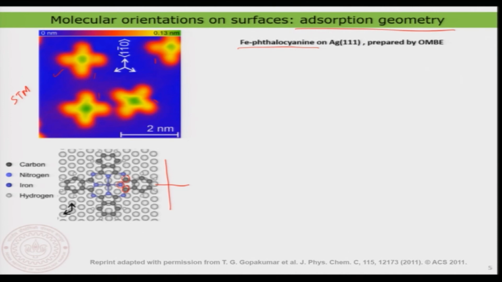That adsorption geometry basically includes the relative orientation of the molecular axis with respect to the surface lattice. So, here as you can see, one of the molecular axes is oriented along one of the lattice directions. These are the three different lattice directions, and now you can see one of the molecular axes is in fact aligned with the surface lattice.